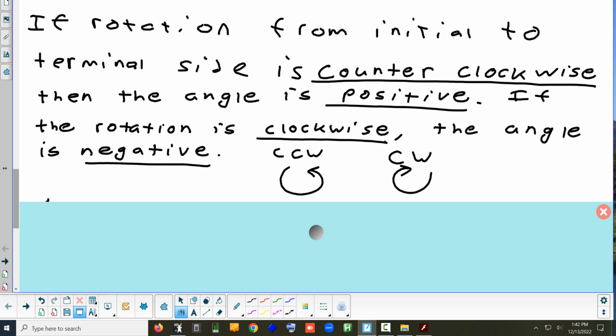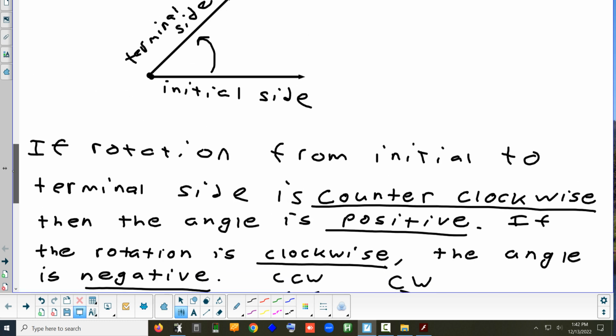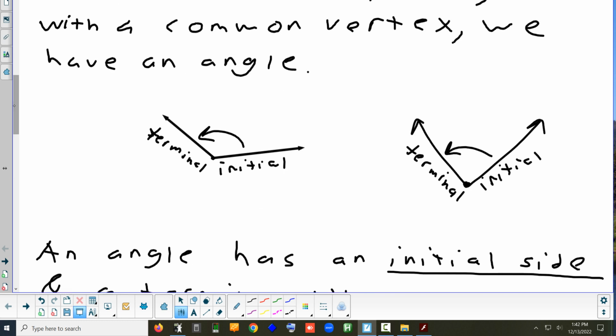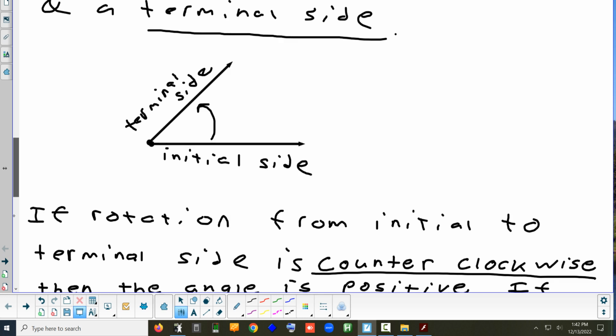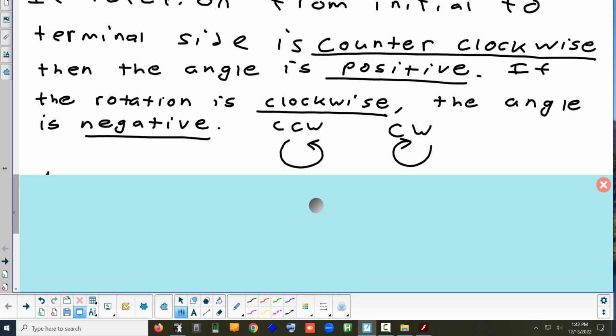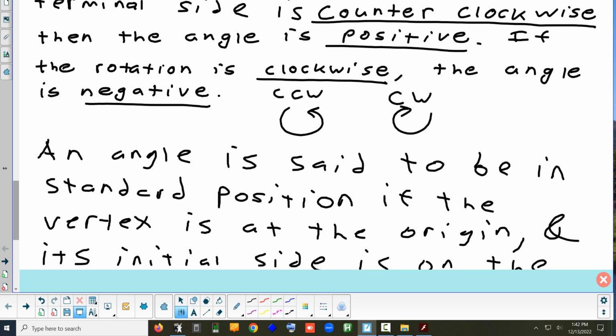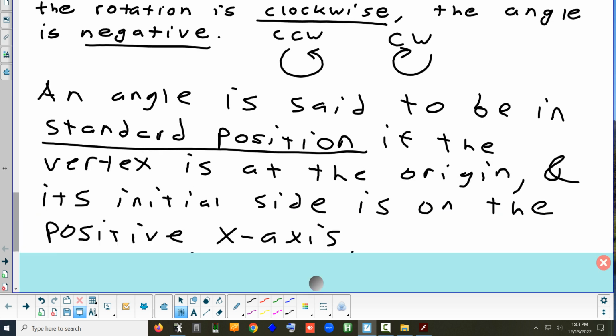So I said earlier when we were talking about identifying the initial side and terminal side, we generally like the initial side to be horizontal. We don't really want the initial side pointing up at an angle like that. If we draw it so that the initial side is horizontal, that means that we've drawn the angle in what's called standard position. There's actually two things that have to happen for an angle to be in standard position.